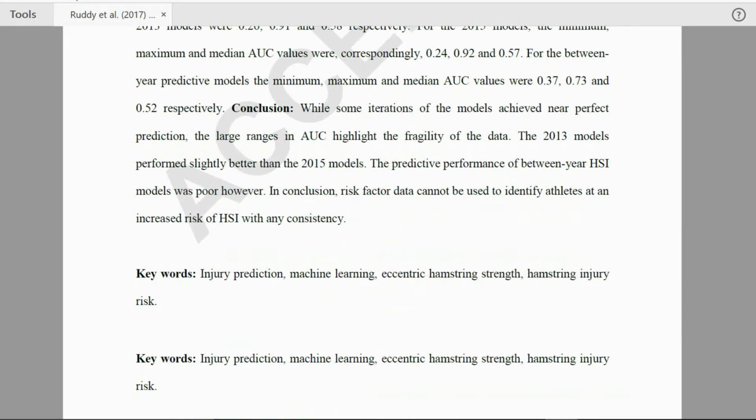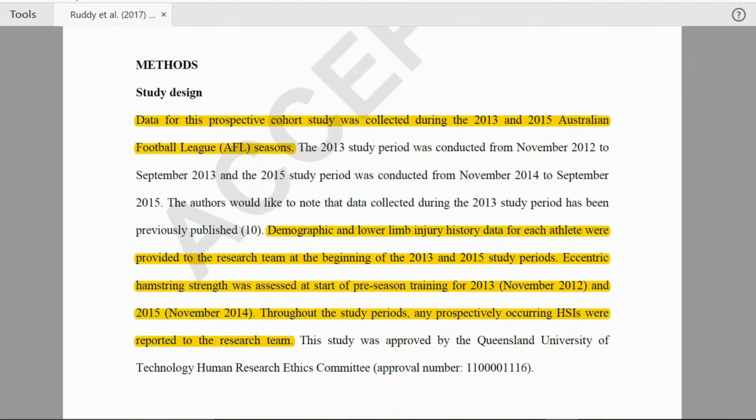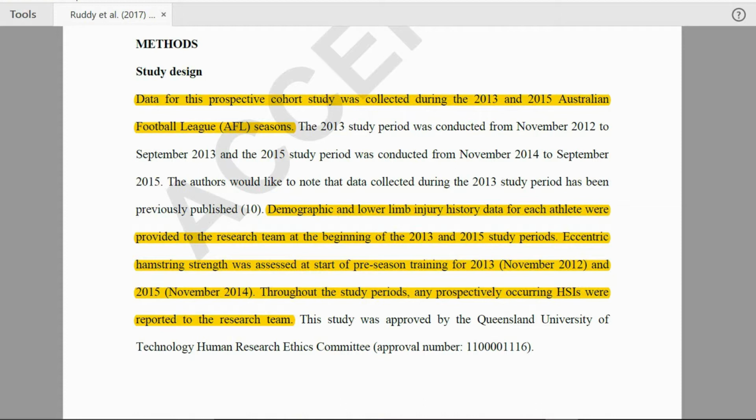So we actually had some data that was collected during the 2013 AFL season, and this has been previously published by Opar et al. But we decided to replicate these data collection methods during the 2015 AFL season. So we collected demographic and lower limb injury history data for each athlete, as well as eccentric hamstring strength using the Nord board at the start of pre-season, and any prospectively occurring hamstring injuries were reported to us.